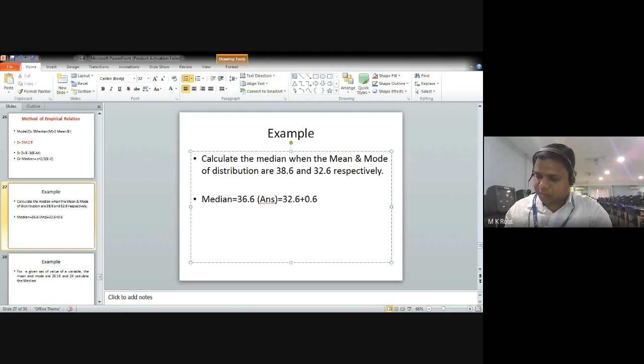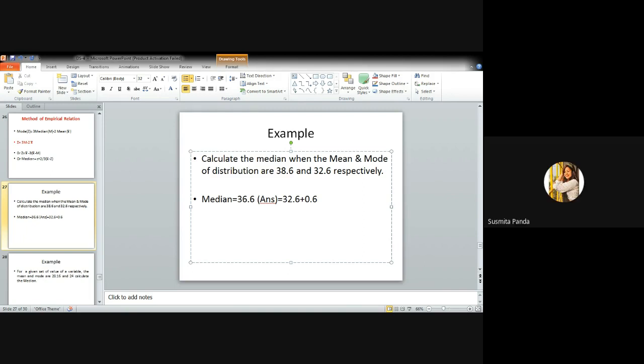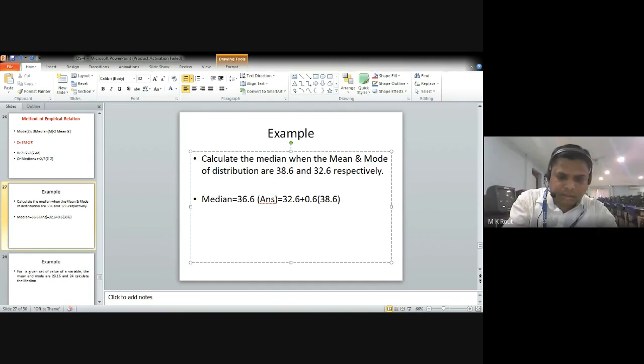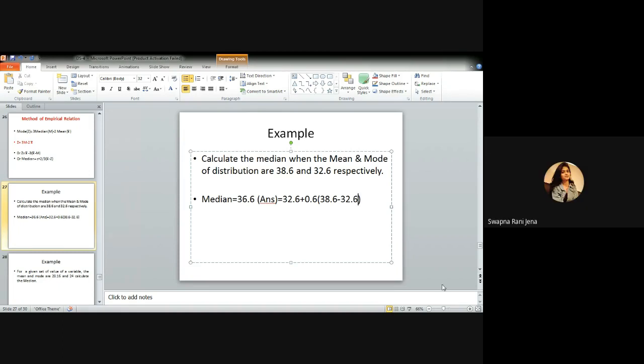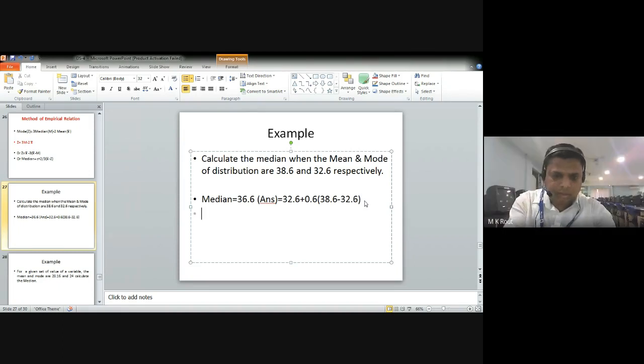Sir, divide 2 by 3. 32.6 plus 4, sir. 36. I will show that one, the formula. Okay, sir. Here mean is given how much? 38.6. 38.6 minus 32.6. Yes. Okay. If you simplify this one, what is your answer?